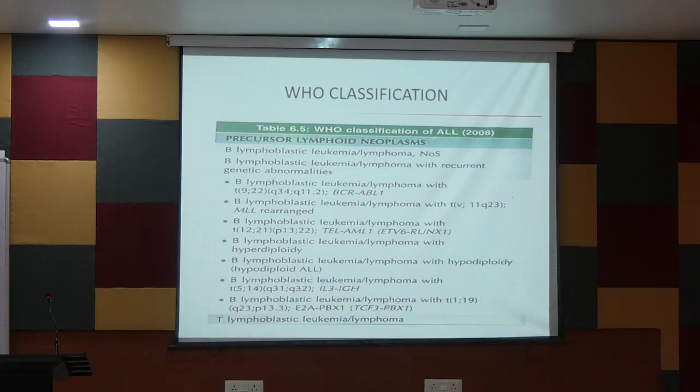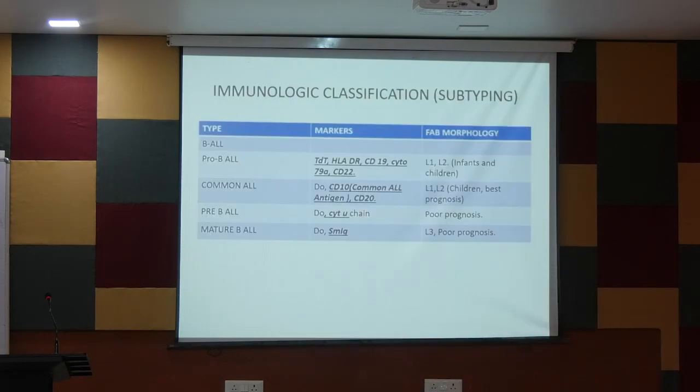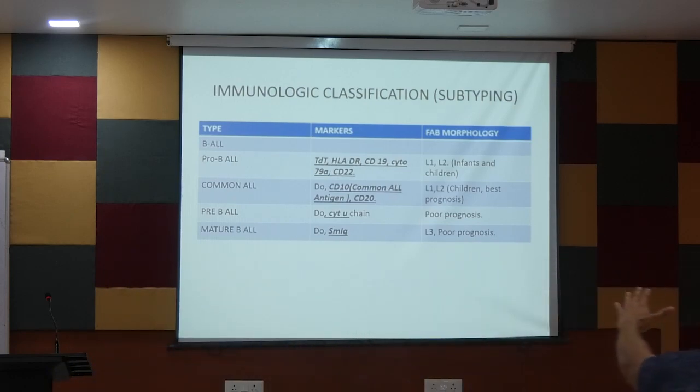At least you know that there's a classification called WHO and there's a classification called FAB. Immunologic is not exactly a classification, but rather it's subtyping of a tumor. I'll be explaining the FAB classification later when I talk about the morphology. There I have given the L1, L2, L3 morphology and all. So next one is immunological.